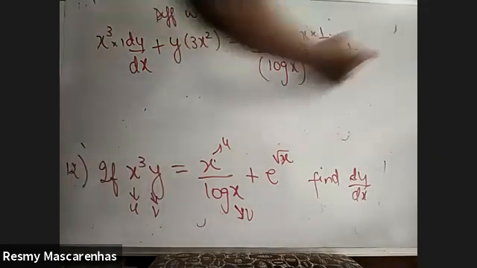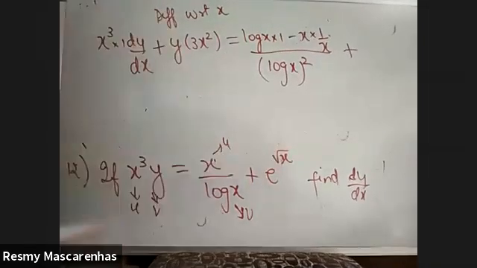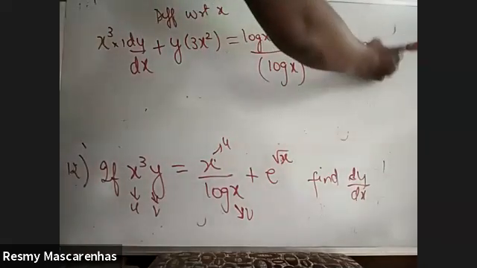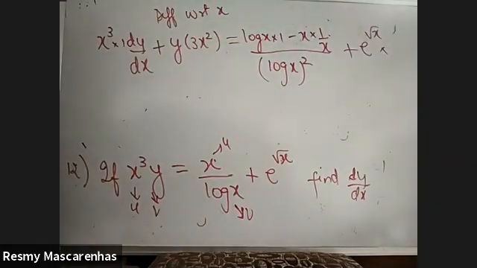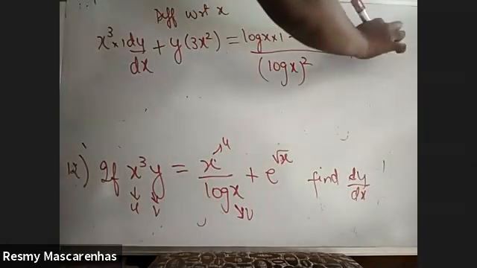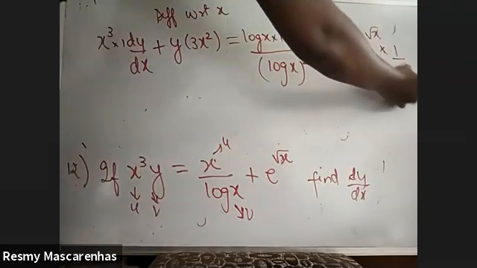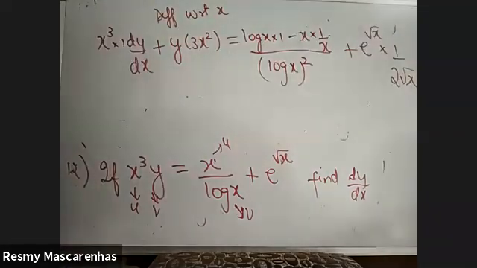Now plus derivative of e raised to something. So derivative of e raised to something will be the same thing, but this is not plain x. So extra, derivative of root x, which is nothing but 1 upon 2 root x. Okay. So differentiation is over. Now just simplify. Take the remaining terms on the other side and find dy by dx.